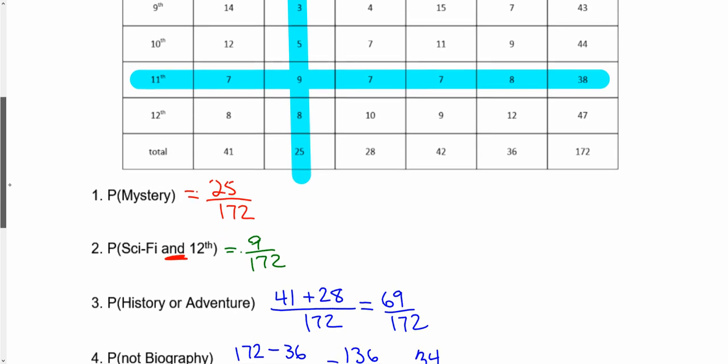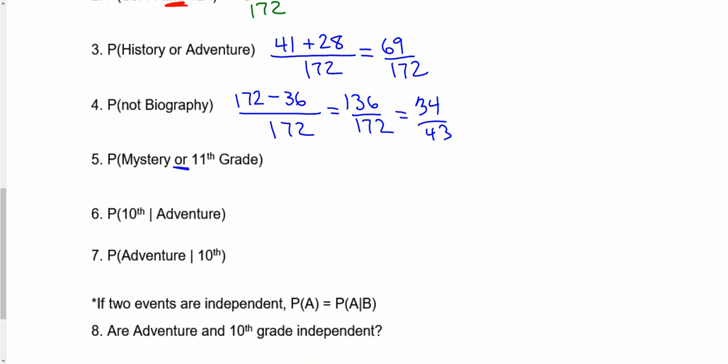So let's see what the numbers are. 38 and 25. So an OR problem is to add the 38 plus the 25. But then we have to subtract the 9, and that's all out of 172 people. 63, take away 9. What is it? Oh, 4, close. 54 over 172, but then those are even again, so I know those reduce. 27 over 86.